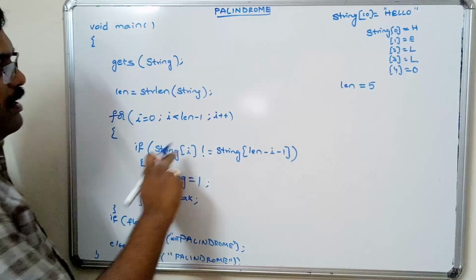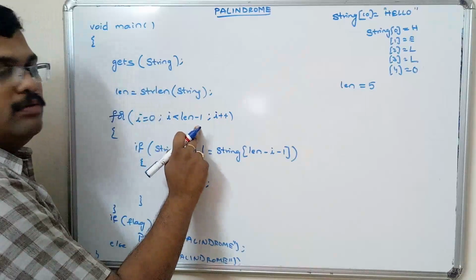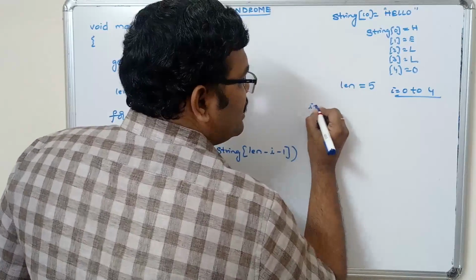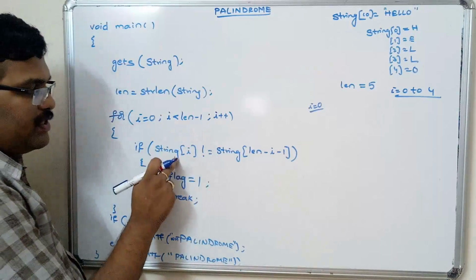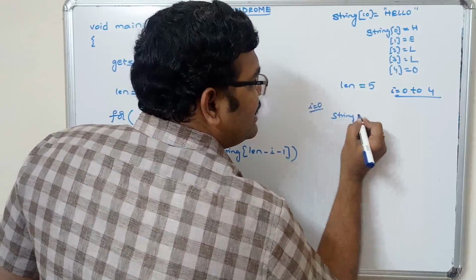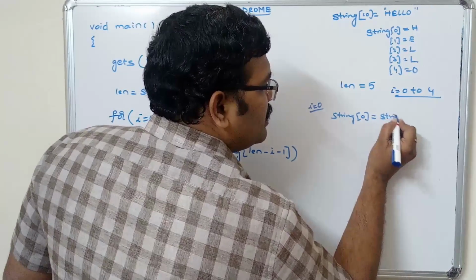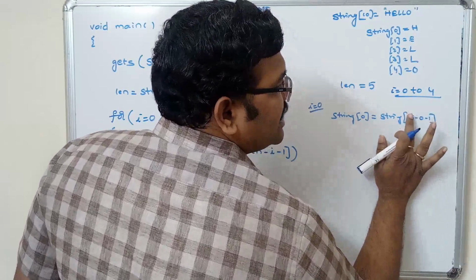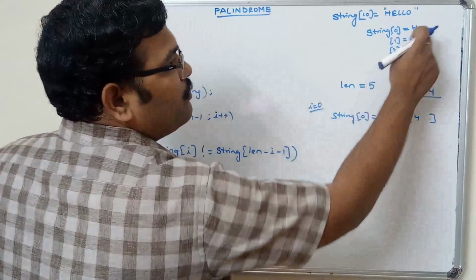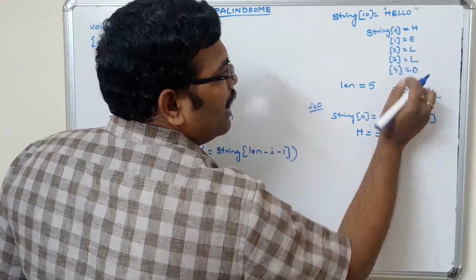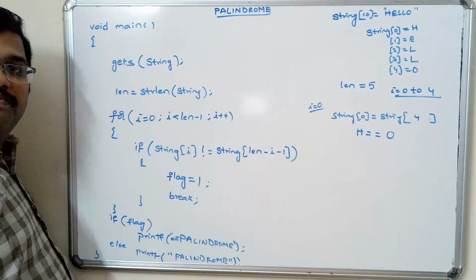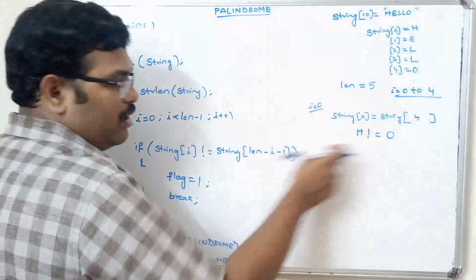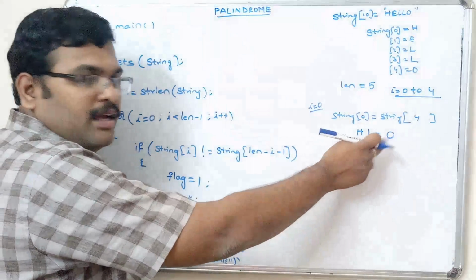Right? So if you compare here, length is equal to 5, 0 to 4. We have to repeat i from 0 to 4. First i is equal to 0. Let us compare here: string of 0 with string of length minus i minus 1, so 5 minus 0 minus 1, which is equal to 4. So here string of 0 is H compared with the last character O. So here the condition fails, H is not equal to O. So the condition is true.